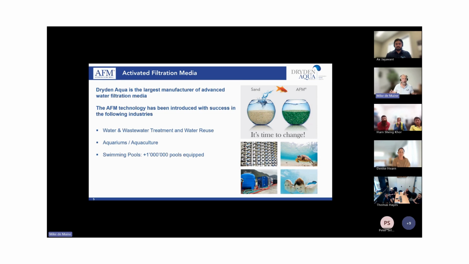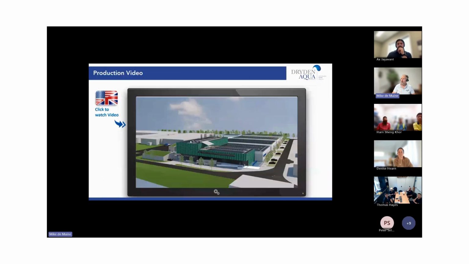We are in all aspects of water treatment, not only aquariums and aquaculture. We do drinking water, desalination, wastewater treatment for big industrial plants, and many, many swimming pools around the world as well. We really are the sustainable choice.